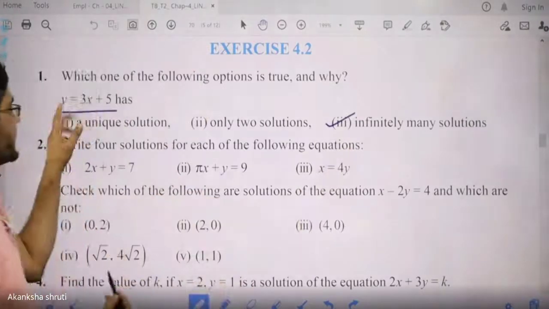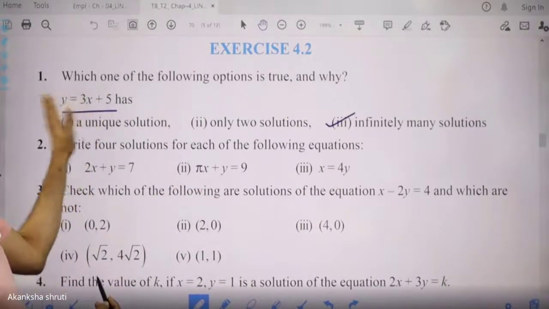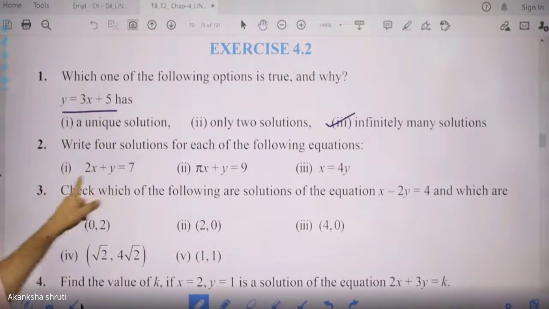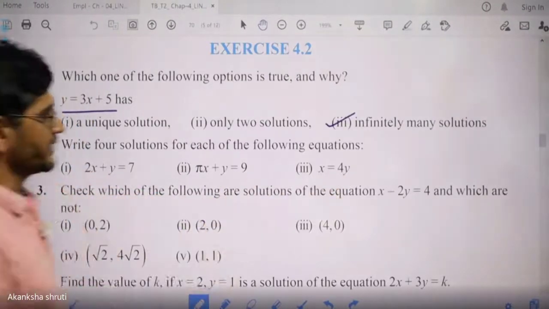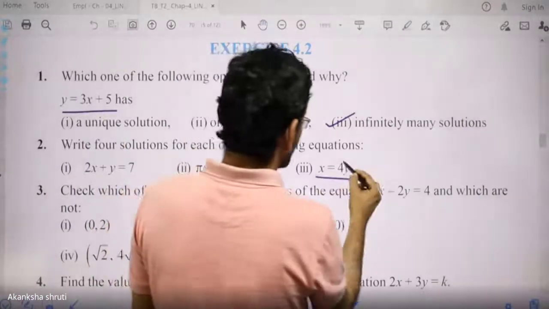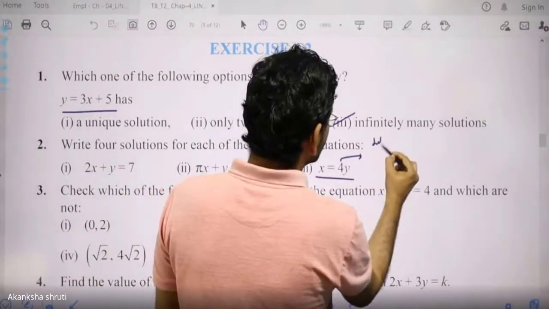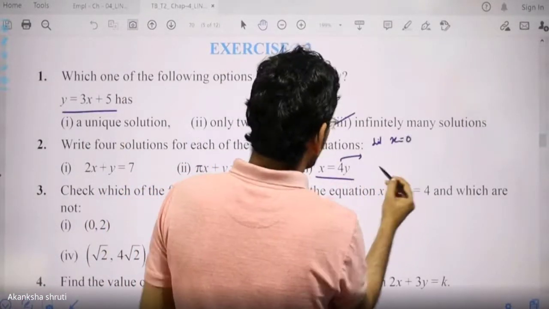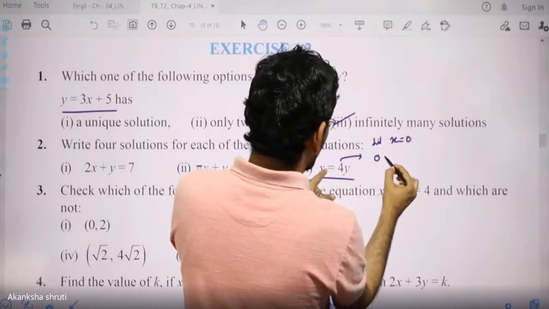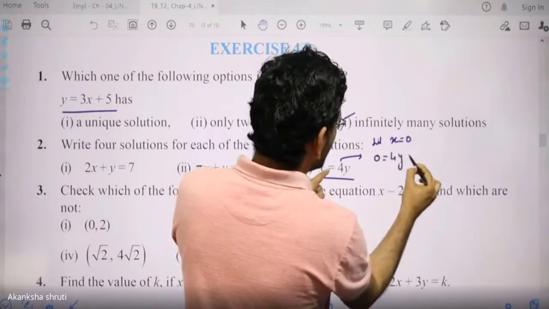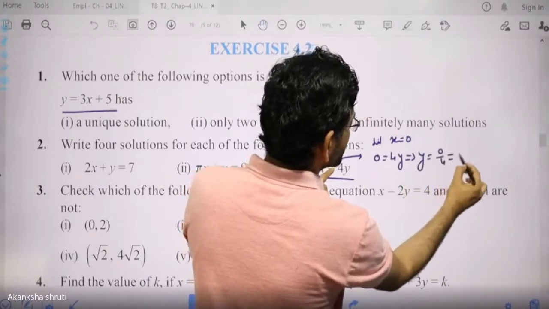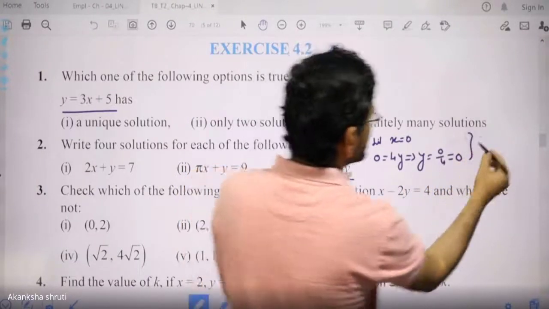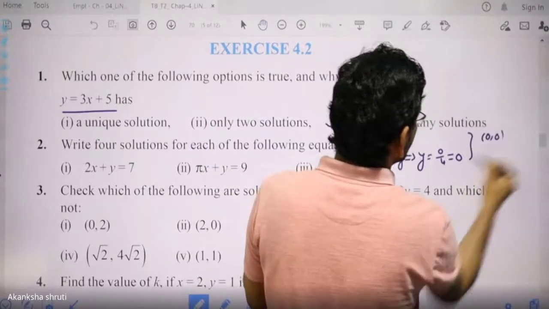That means the xy pair can be any numbers which satisfy this. Write down 4 solutions. As we were doing, we can choose them. Even for this one, students, how? You may take x equals 0. What do you get? x equals 4 into y, so y is 0 by 4. This is also 0. So one of the solutions is (0, 0).